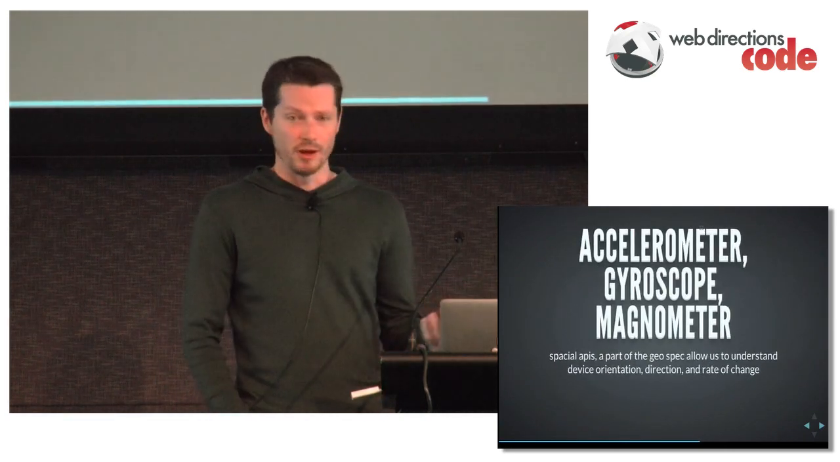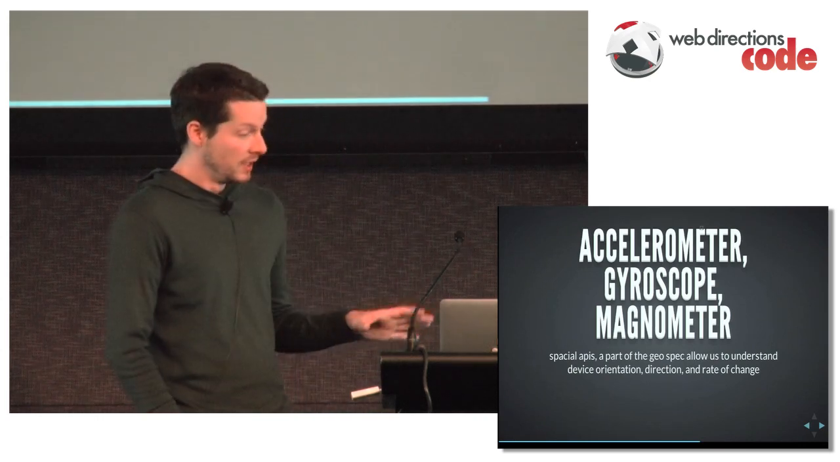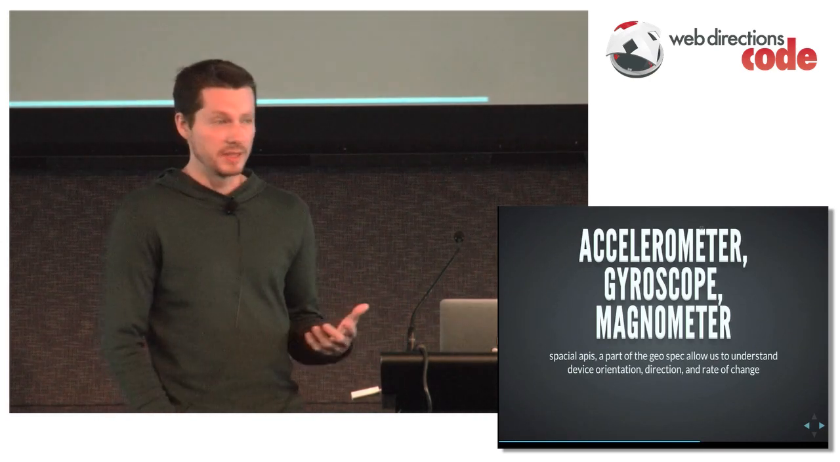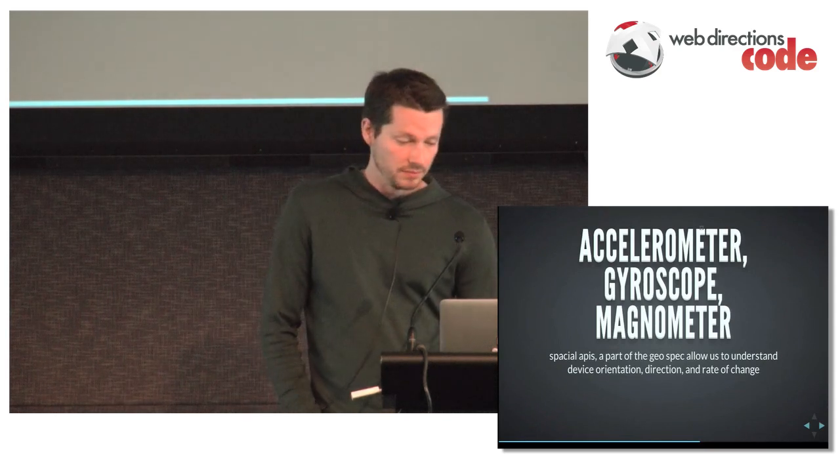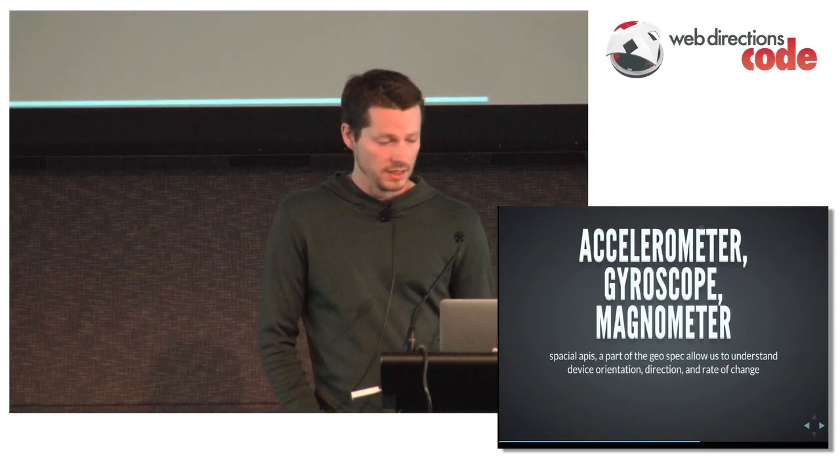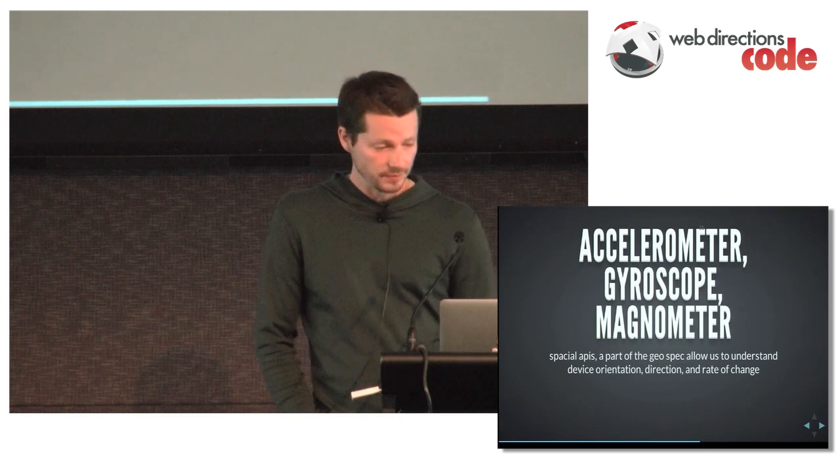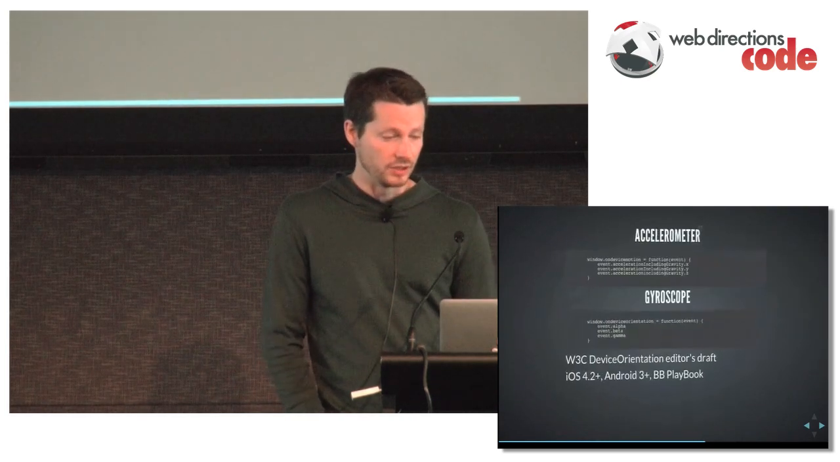Related to this, of course, the accelerometer, gyroscope, magnetometer. These are the geo specification, essentially. Yeah, understand the device orientation, the direction and rate of change of the device. These are all obviously very interesting sensors.